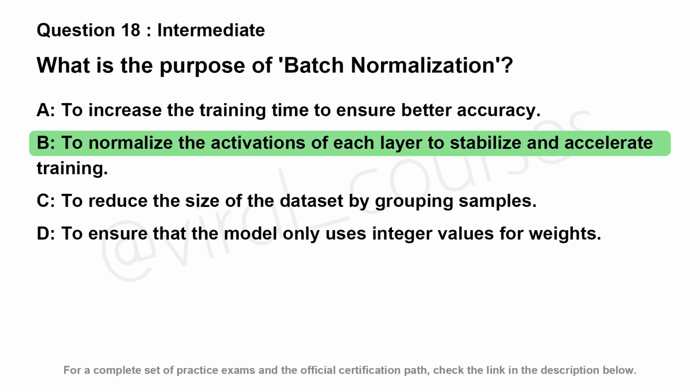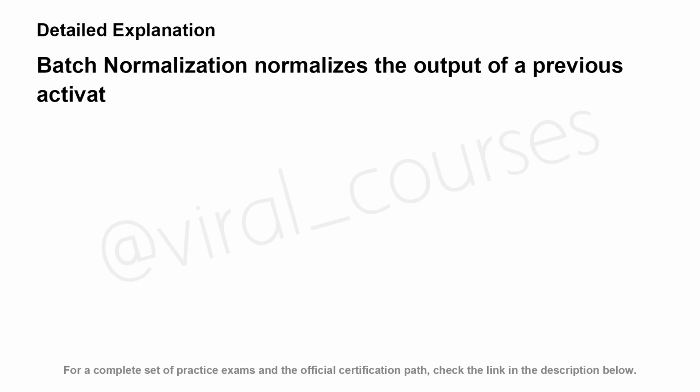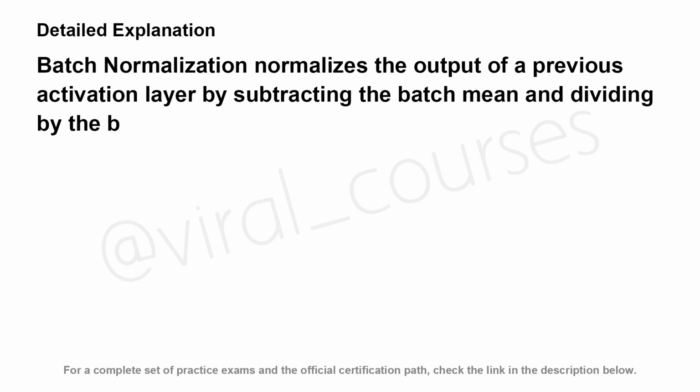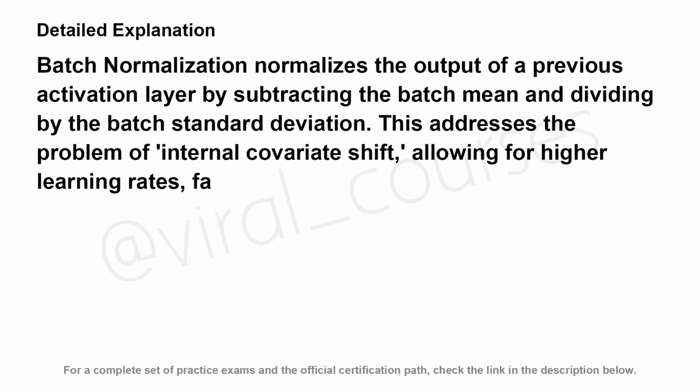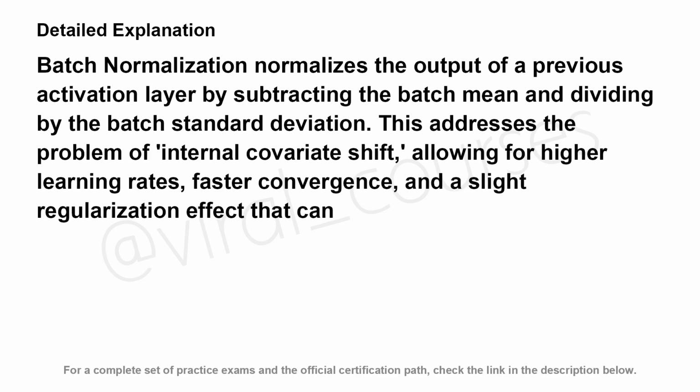The correct answer is B. Batch normalization normalizes the output of a previous activation layer by subtracting the batch mean and dividing by the batch standard deviation. This addresses the problem of internal covariate shift, allowing for higher learning rates, faster convergence, and a slight regularization effect that can reduce the need for dropout.